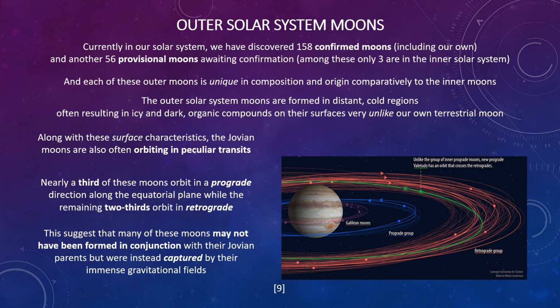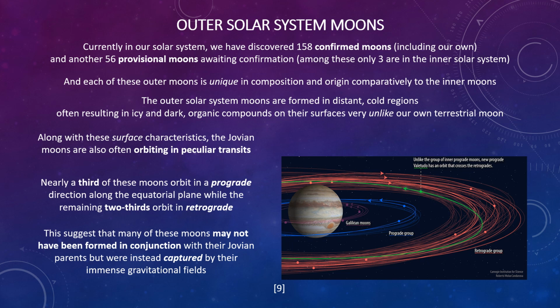And so each moon in the outer solar system is unique in its composition and its origin compared to the inner moons. The outer solar system moons formed in much more distant, colder regions because remember, we are many more AU out compared to the inner solar system once we reach Jupiter. And this results in icy, dark organic compounds on their surface, which are very unlike our own terrestrial moons. And along with their surface characteristics, the Jovian moons have very peculiar orbital transits.